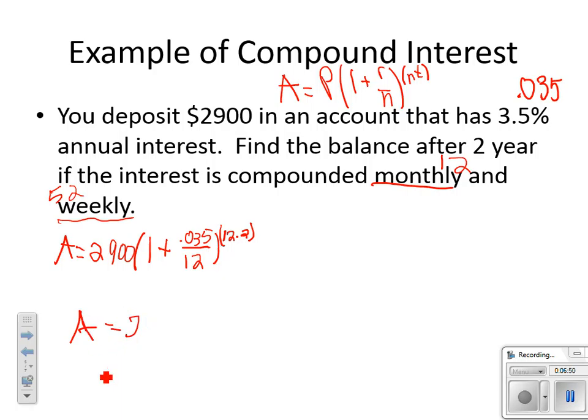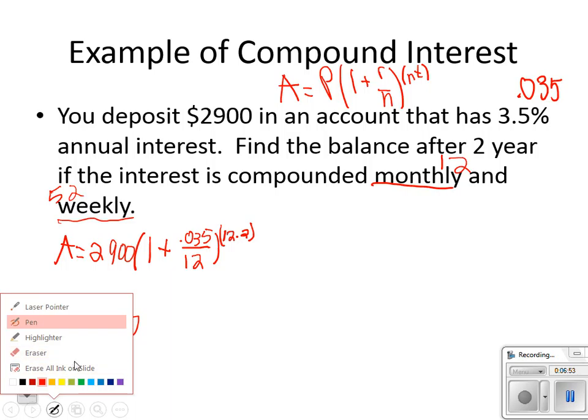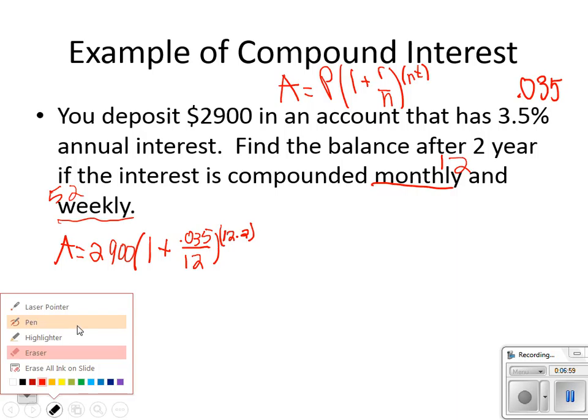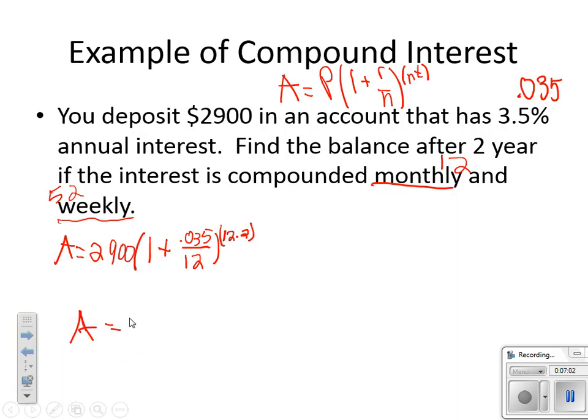Oh, excuse me, I'm getting ahead of myself. I was going to do the next question of monthly. So let's type that into our calculators. It'd be 2,900 times parentheses 1 plus parentheses again 0.035 divided by 12, all to the 12 times 2, or 24. And we get an answer of, remember this is money, so 3,109, and since it's money, we're going to be rounding to the hundredths place, and that would be 96 cents. So that's our answer for monthly.